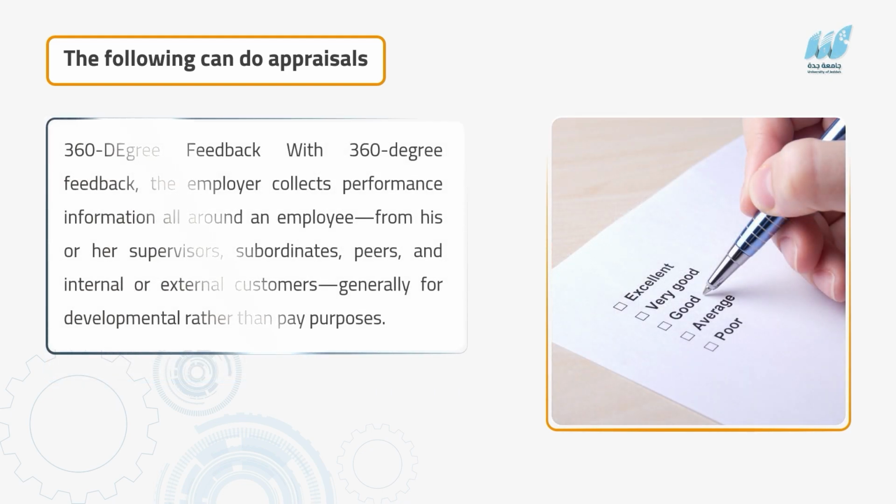5. 360-degree feedback. With 360-degree feedback, the employer collects performance information all around an employee, from his or her supervisors, subordinates, peers, and internal or external customers, generally for developmental rather than pay purposes. The usual process is to have the raters complete online appraisal surveys. Computerized systems then compile this feedback into individualized reports for ratees.